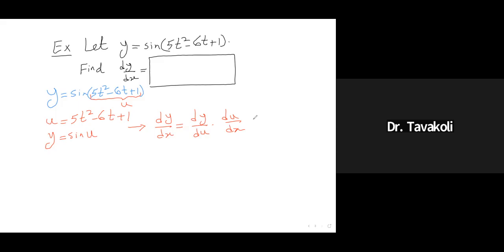And these two components can be easily calculated. Dy over du, I look at here. Y is sine of u. The derivative of sine is cosine of u.